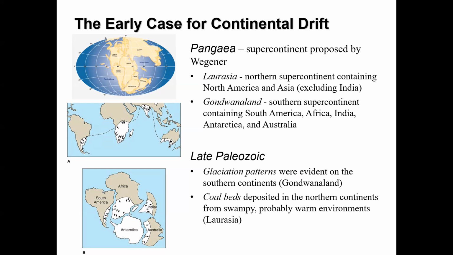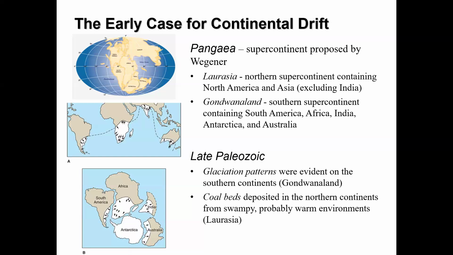This excludes India. At the time, India was not in the northern hemisphere. India was actually in the southern hemisphere. The southern portion of Pangaea is called Gondwana or Gondwanaland. This is the southern supercontinent, and that would have contained South America, Africa, India, Antarctica, and Australia. Basically, those 5 land masses contain the rocks and fossils that we talked about in the previous slide.